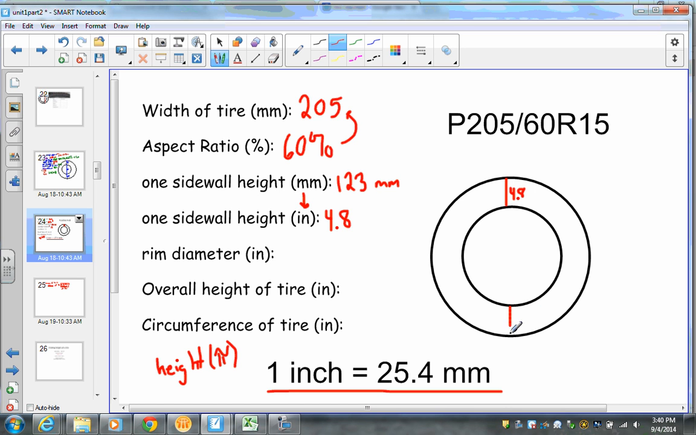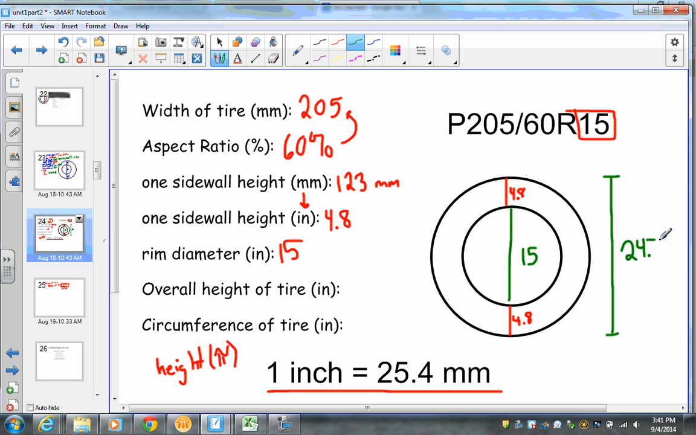And then from here to here is also 4.8 because the sidewall is the same all the way around. The rim diameter is easy. It's always in the size, and that's 15. So if I do a measurement from here all the way down to here, this is 15. The overall height of the tire is going to be a total of 24.7 inches.